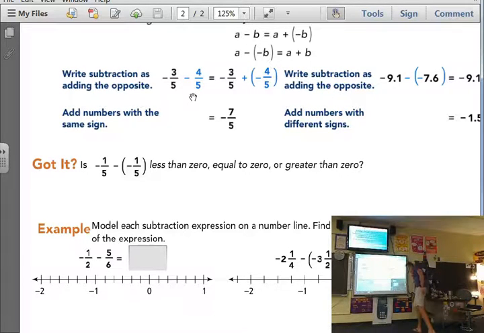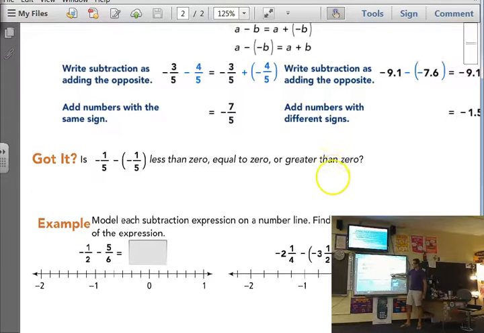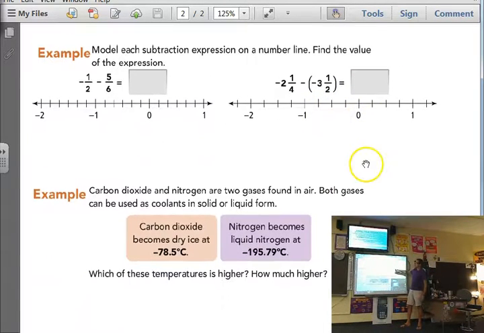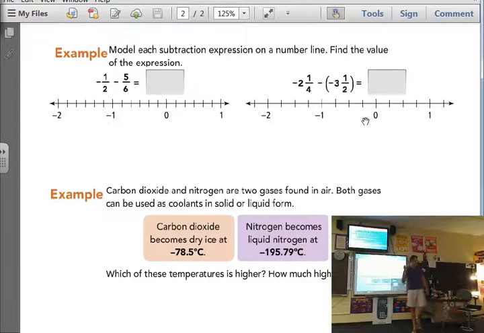So I think we did this problem, the -1/5 minus the -1/5. Yeah, I think we ended with that, right? So let's try to model these on the number line. Now, one of the hardest things, and if you already tried the homework you noticed, there was a little bit of locating on the number line that we had to do. So if I need to start at -1/2, I first need to figure out where is half.